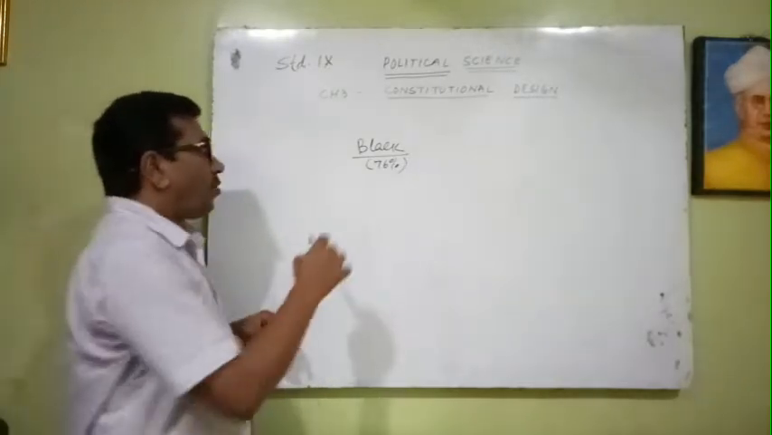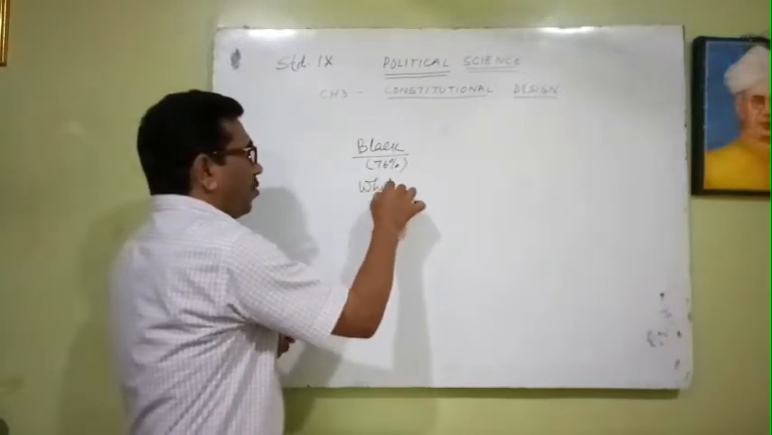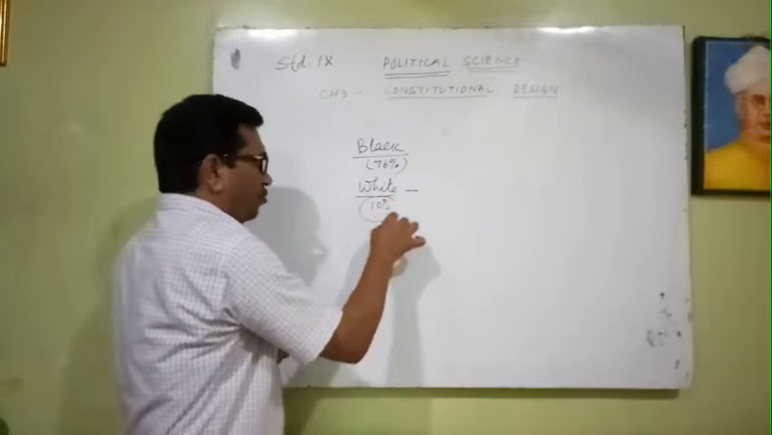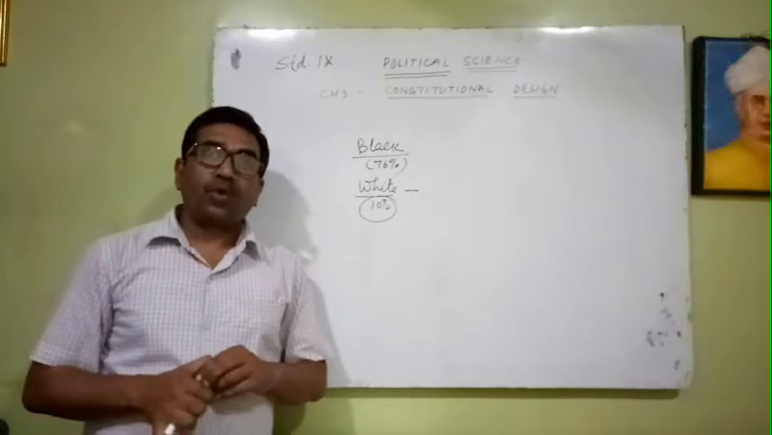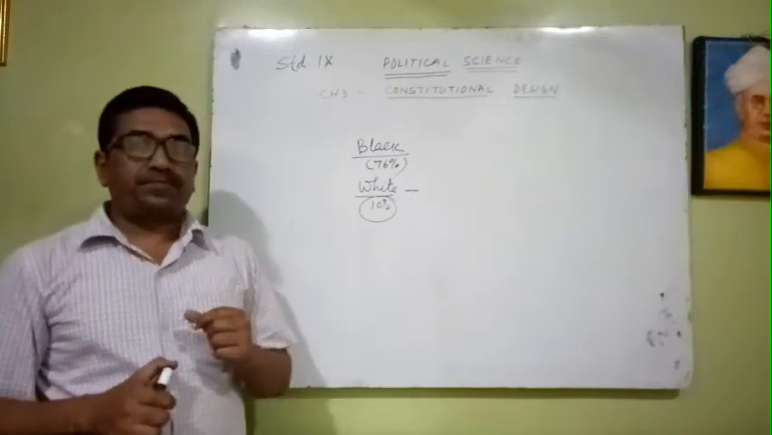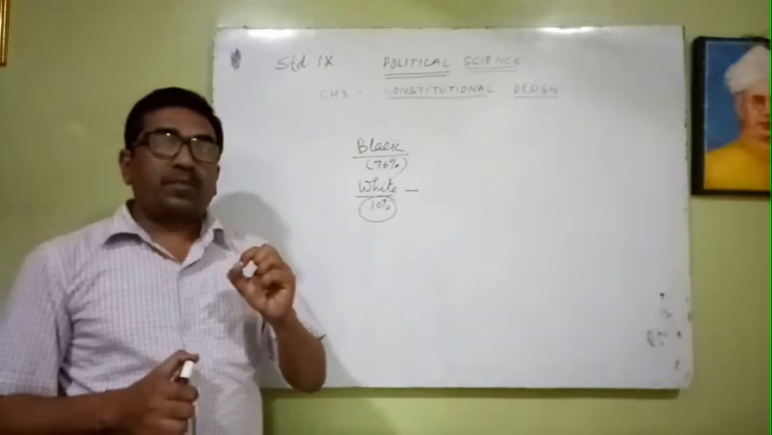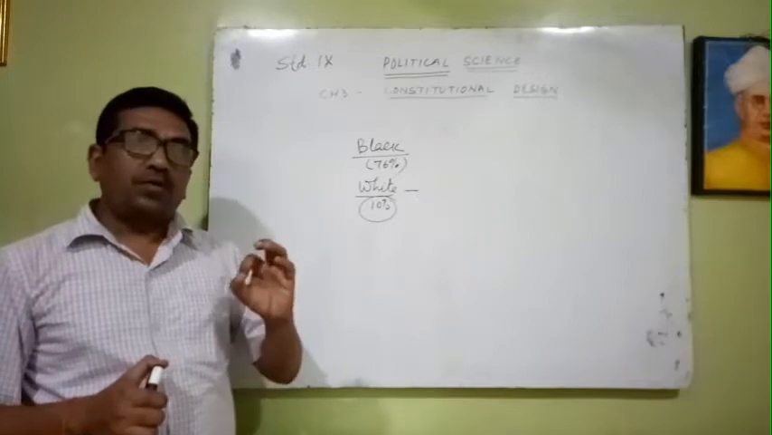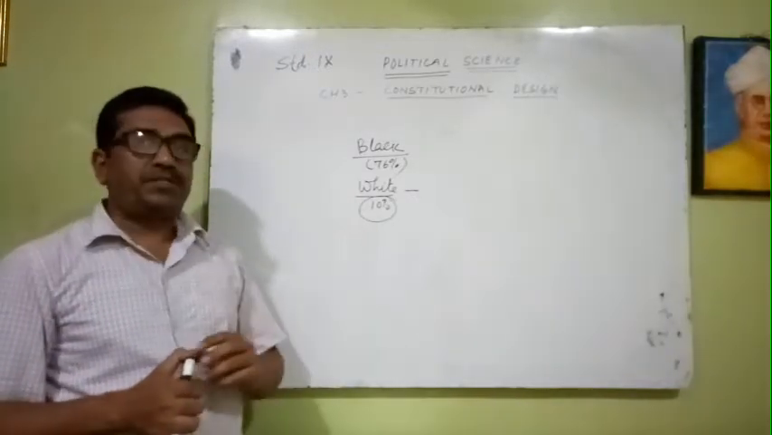Then another one, that is the white. Around 10% of today's population is white. Who were the white? The colonial power who settled here, or people from the UK, they were called the white.